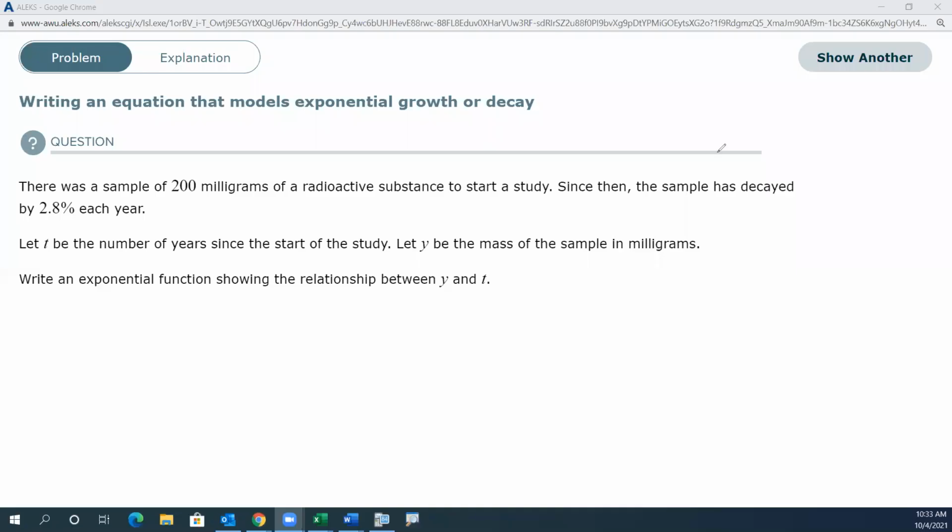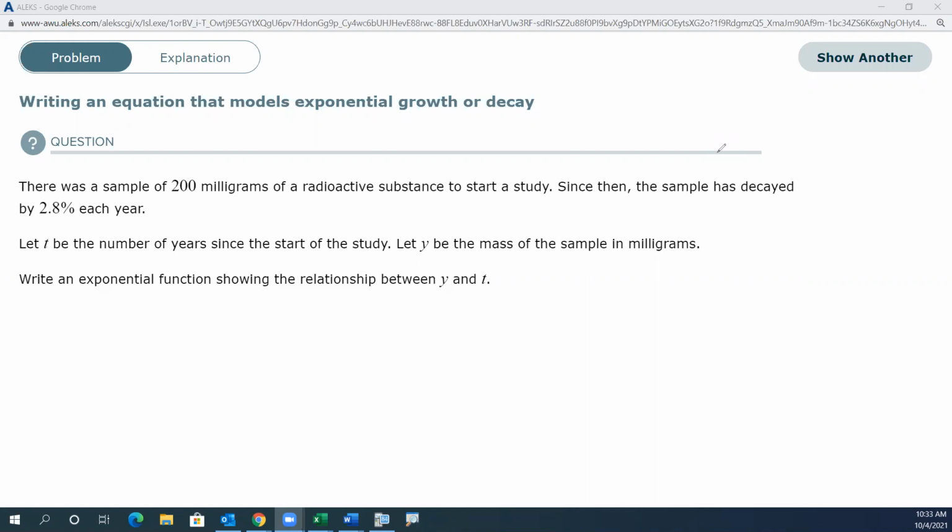Okay, on this one, there was a sample of 200 milligrams of radioactive substance to start a study. Oh, fun. Since then, the sample has decayed by 2.8% each year. Let t be the number of years since the start of the study. y is the mass of the sample in milligrams. Write an exponential function relating y and t.